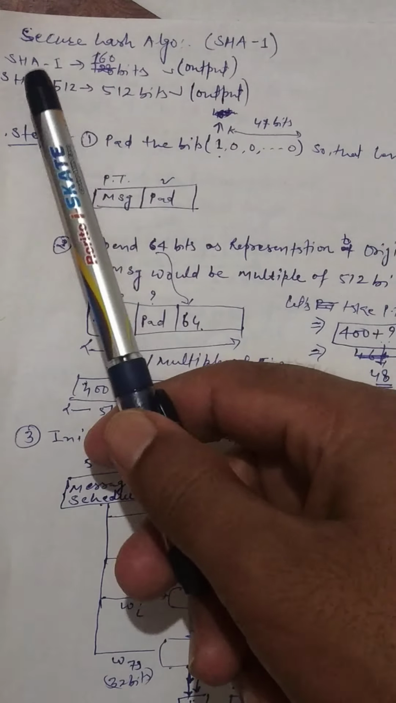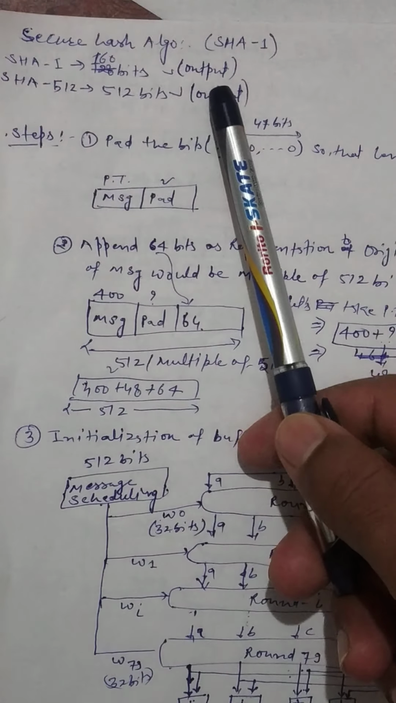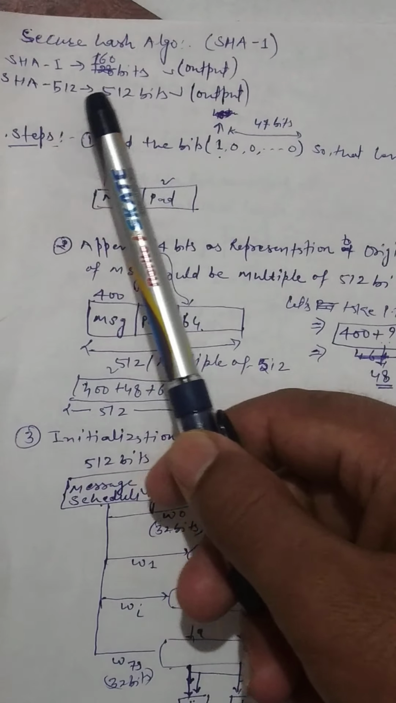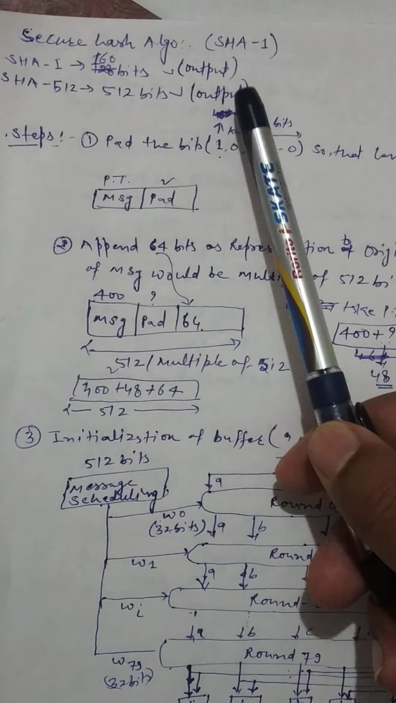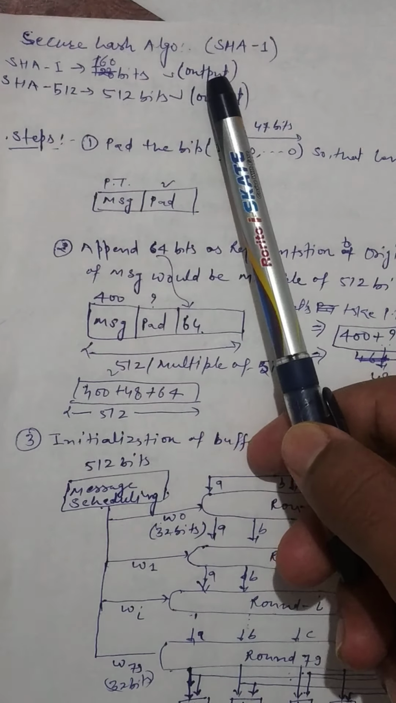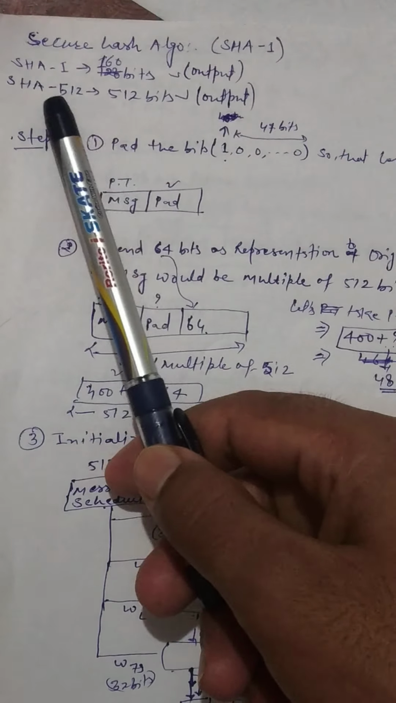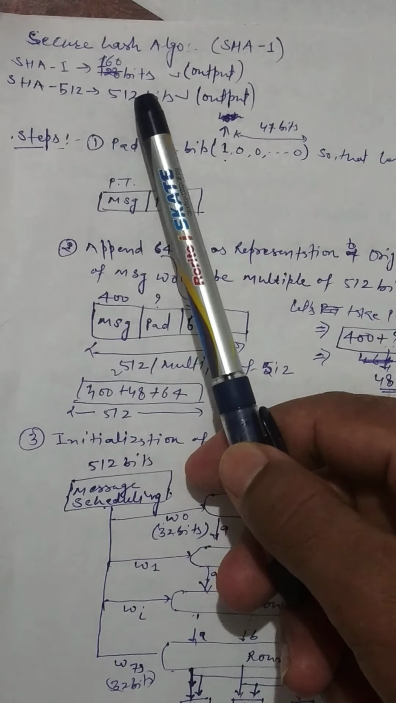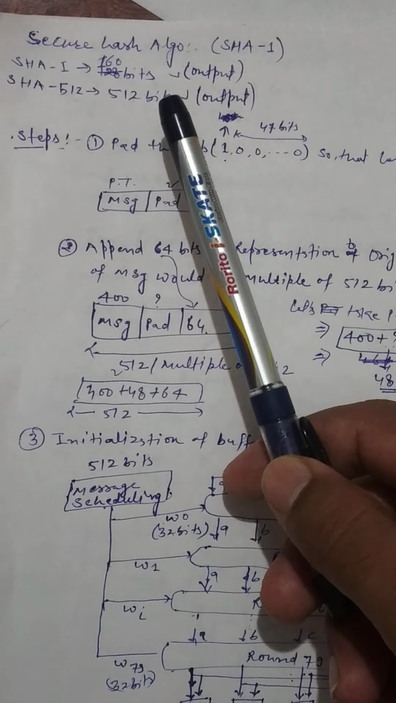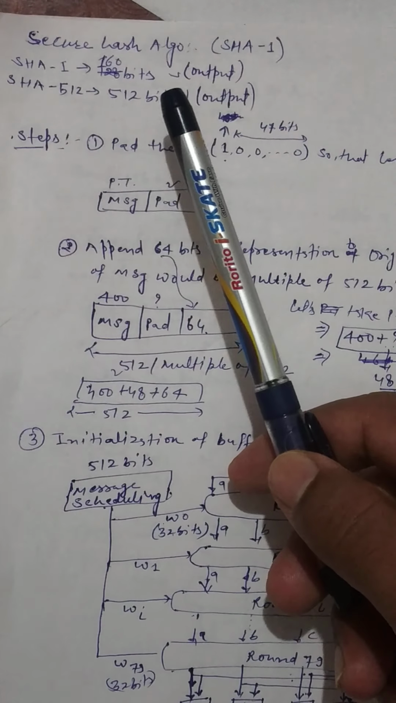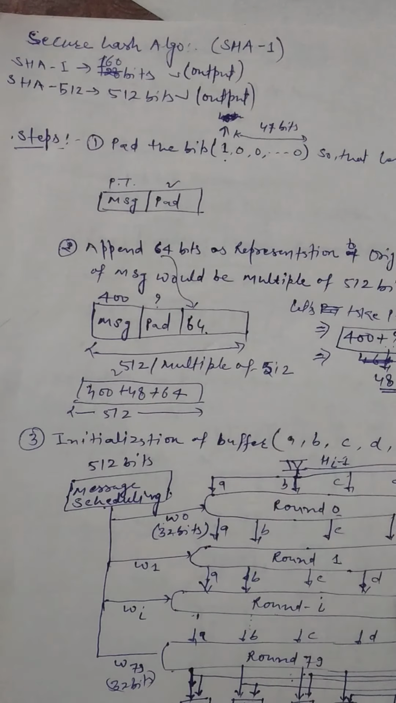In SHA-1 we are using 160 bits as output, and in SHA-512 we are using 512 bits as output. The input for SHA-1 is 512 bits, and the input for SHA-512 is basically 1024 bits. So again we will follow some steps here.